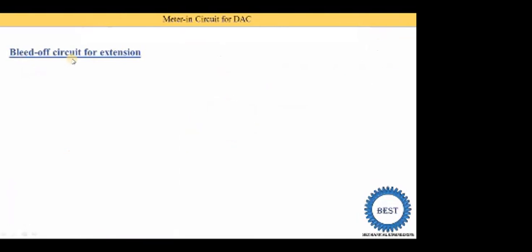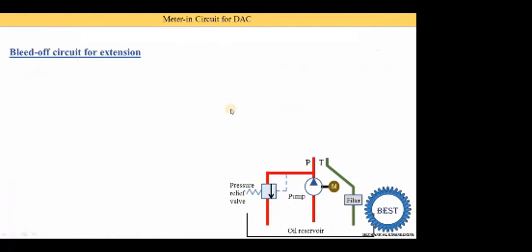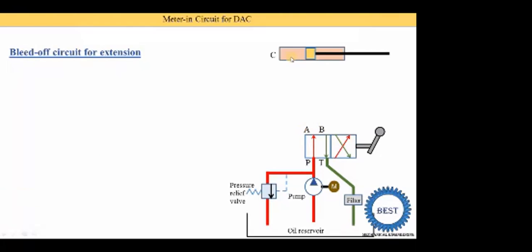Now first we understand the bleed off circuit for extension. Now here you see this is the basic component of the hydraulic system, and this is the P port and T port of the directional control valve. Here is the A port and B port. These are the cylinder ports. This is the double acting cylinder. This is the cap end port C. Here this is the rod end port R. So A port is connected with the cap end port. B port is connected with this rod end port R.